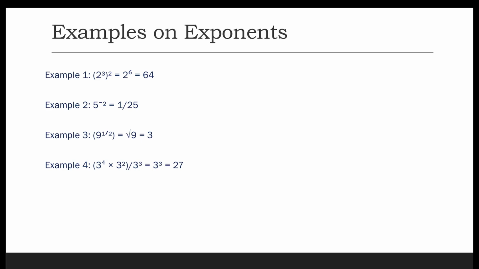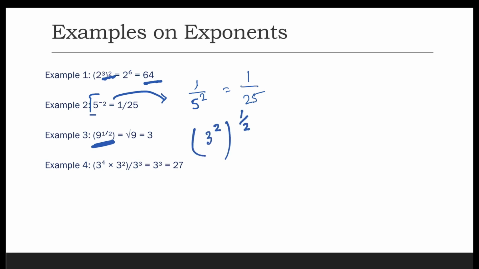Let's look at it quickly. 2 to the power 3 whole to the power 2: we multiply the powers 3 and 2, so 2 to the power 6, which is 64. 5 to the power minus 2 is nothing but 1 by 5 to the power 2, which is 1 by 25. 9 to the power half is nothing but 3. 9 is 3 square, whole to the power half. That becomes 3 to the power 2 into 1 by 2, which is equal to 3 to the power 1. So the answer is 3.